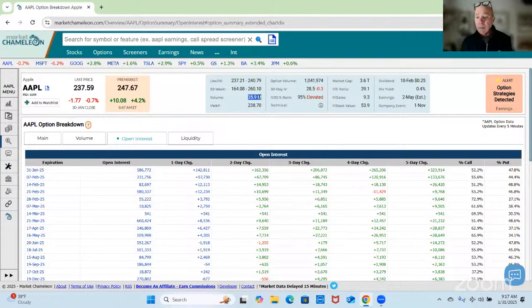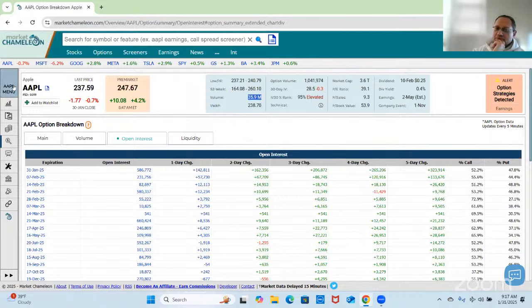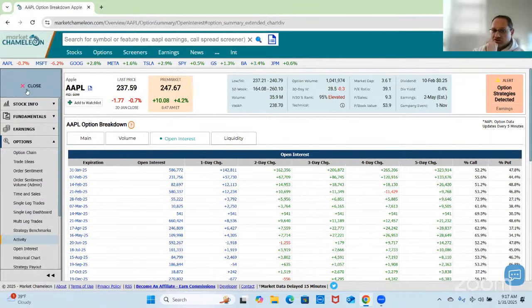I'm sorry, we just had a question pop up. I know there's a delay. Could you just go through the clicks to navigate to this again? Yeah, so when you land on Apple, you have this menu. Under options, click on activity, and then hit the open interest tab.